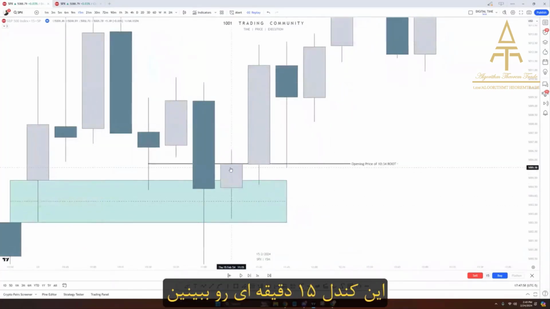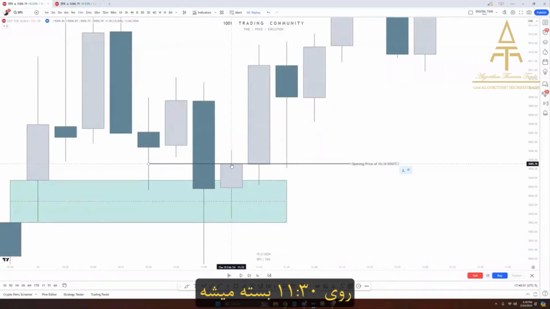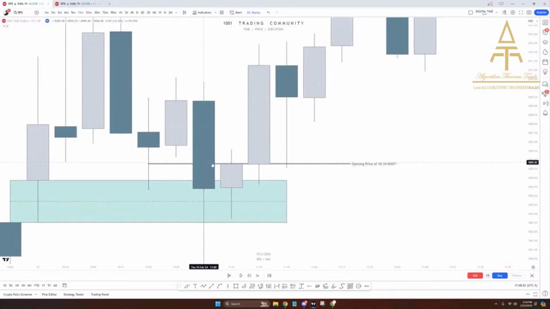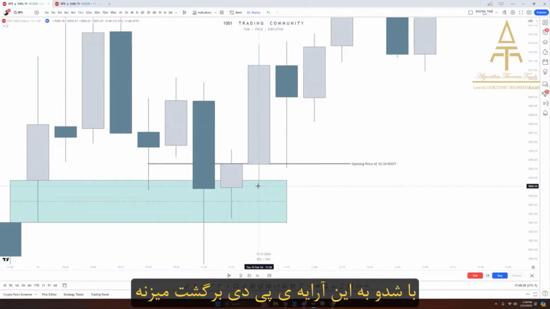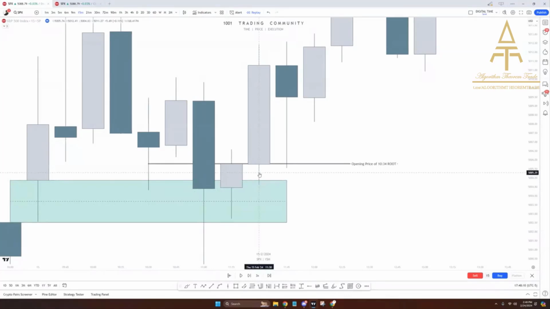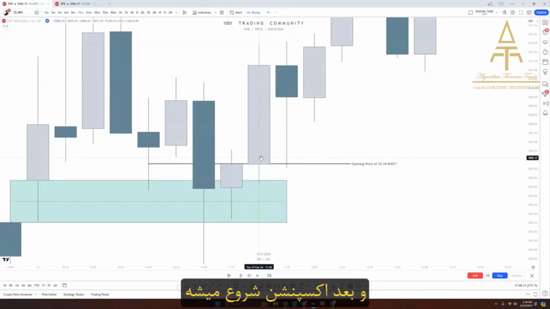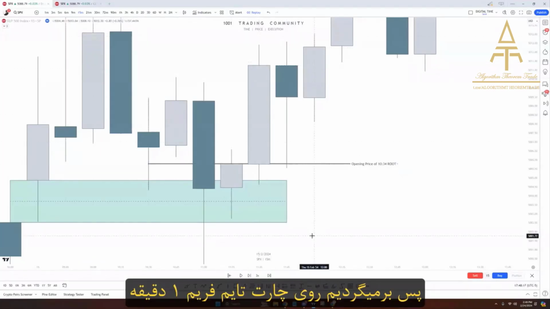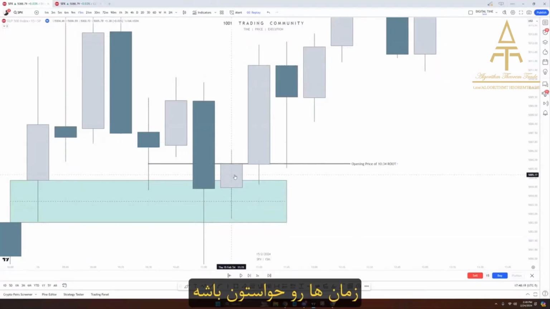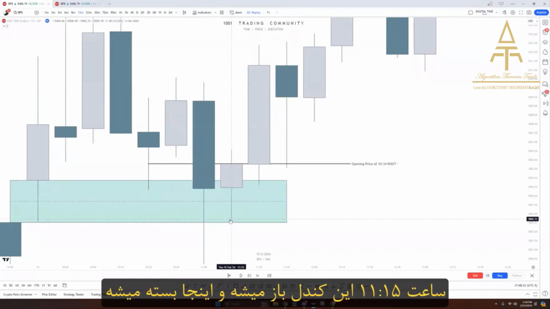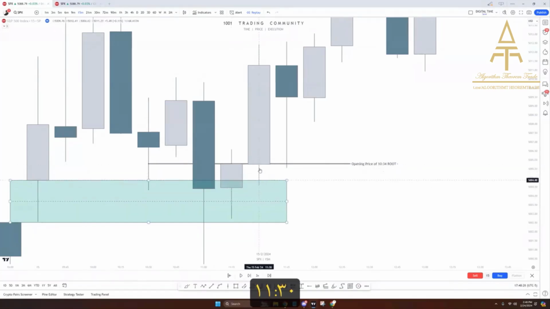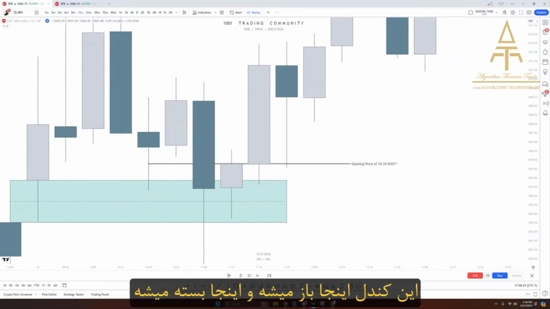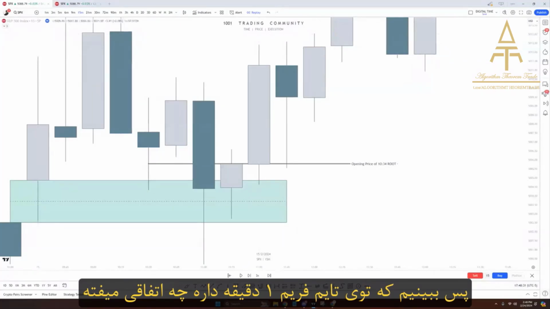Opening price. Look at this 15-minute candle. It closes at 11:30, but look at the body. It cannot close above it. What does the next candle do? Wick back below to that PD array, and an expansion begins. So let's go back to the 1 minute chart. Understand the times. 11:15, this candle opened right here and closed over here. 11:30, this candle opened here and closed up here. So let's see what happened on the 1 minute time frame.